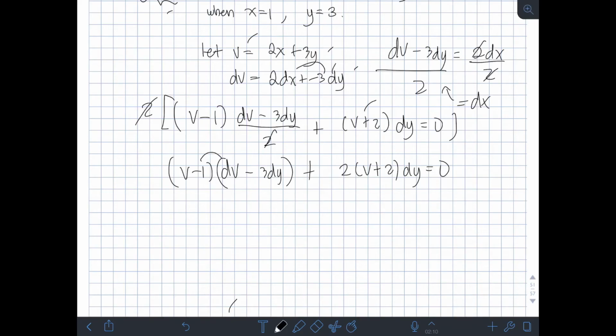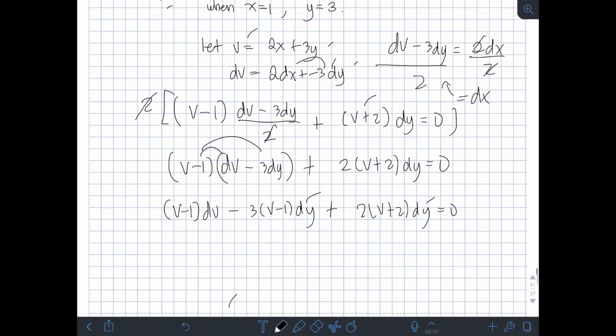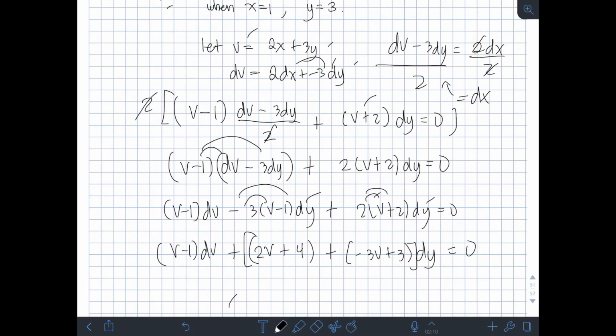Tapos distribute natin to, magiging (v - 1) dv then -(3v - 1) dy + 2 times (v + 2) dy equals 0. So, pag-combine natin tong dalawa. So, (v - 1) dv plus, unahin ko na lang to 2, distribute ko na, 2v + 4 plus, ito lang distribute ko, magiging -3v + 3 dy equals 0.